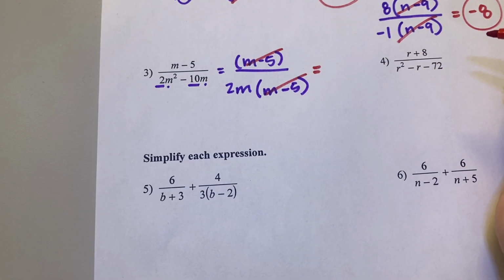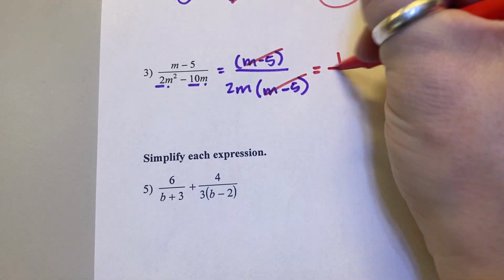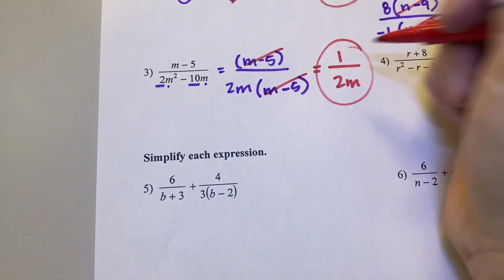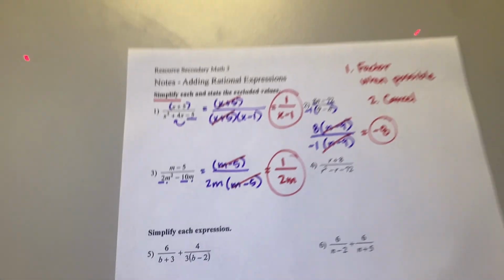Again, what's left on top? 1. We have to write them on top, and 2m on bottom. 1 over 2m.